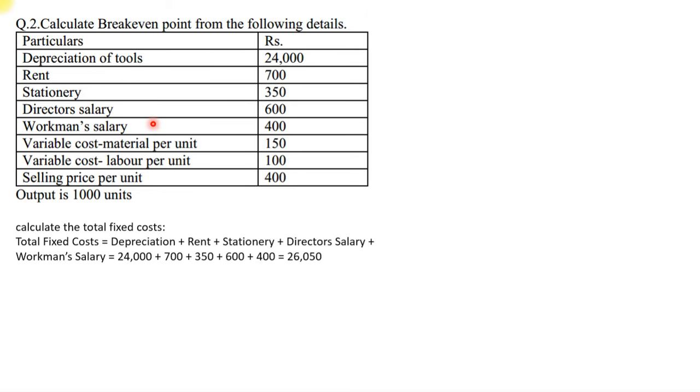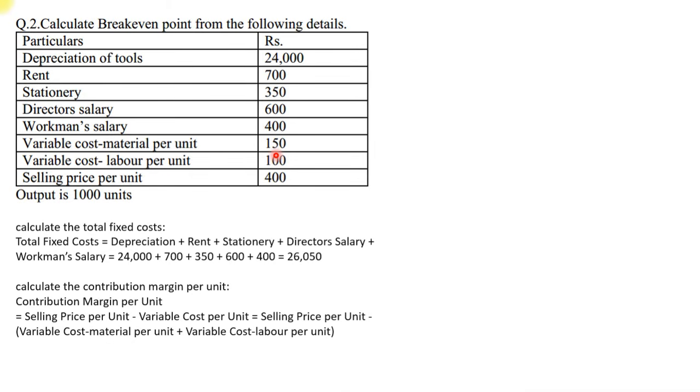Now we need to find contribution. Contribution is very simple. The formula is sales less variable cost. Sales is the selling price. Variable cost we have 150 and 100. So calculation of contribution margin per unit: it is nothing but selling price per unit minus variable cost, which will include your variable cost of material per unit and variable cost of labor per unit. So it will be 400 minus 150 plus 100, so 250. So 400 minus 250 comes to 150.